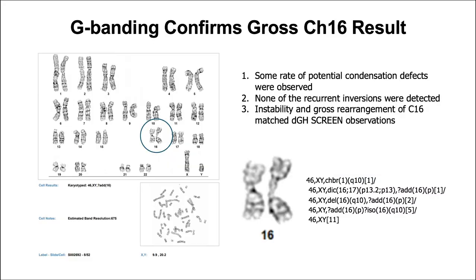To confirm some of the more striking karyotypic DGH screen results seen in this passage of the cells, we performed G-banding on them. The instability and gross rearrangement of chromosome 16 was observed, as well as some rate of potential condensation defects. Translocation and aneuploidy rates matched the DGH screen data, and none of the recurrent inversions were detected, as they would largely be invisible to this method.